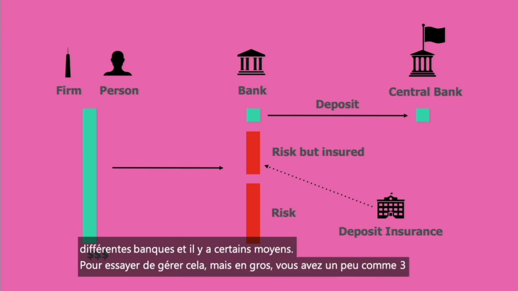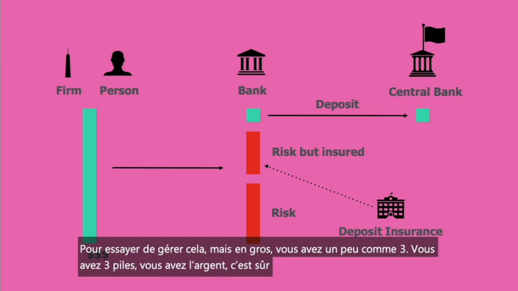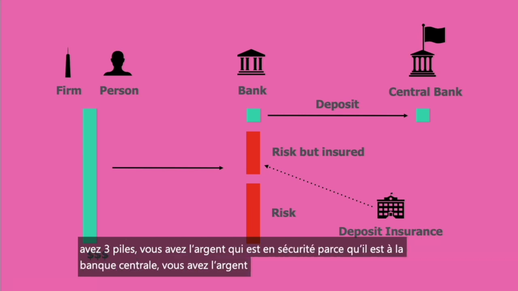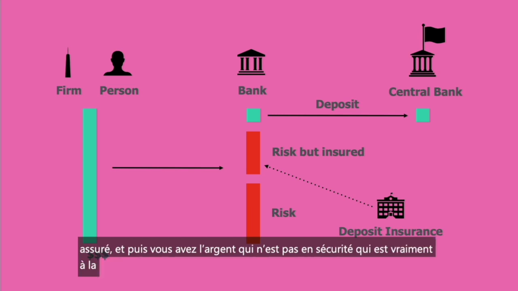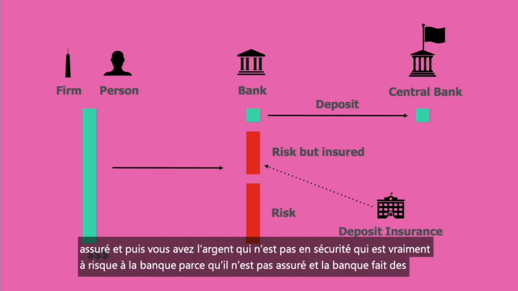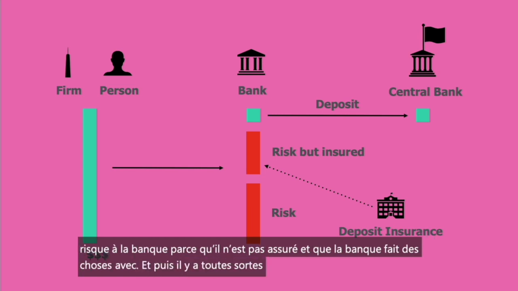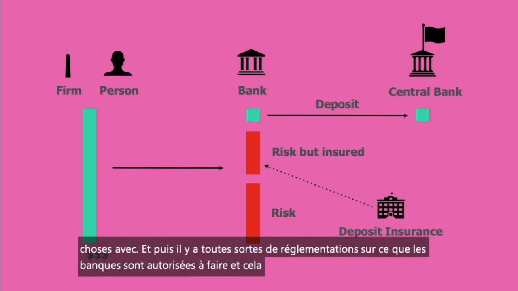You have the money that's safe because it's at the central bank. You have the money that's safe because it's insured, and then you have the money that's not safe, that's really at risk at the bank because it's not insured and the bank is doing things with it. And then there's all sorts of regulations about what banks are allowed to do, and that's going to differ in places like Canada or the US.